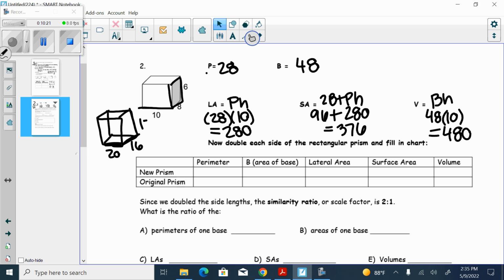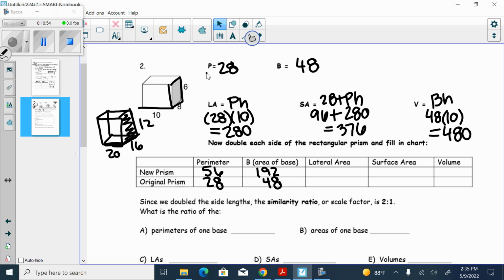Good. Okay, so for my new perimeter, if this is still being considered the base, what is our new perimeter going to be? Good. And the old was 28. Okay. Then they want the new base area. What would our new base area be for that shaded side? 192. And originally it was... good.